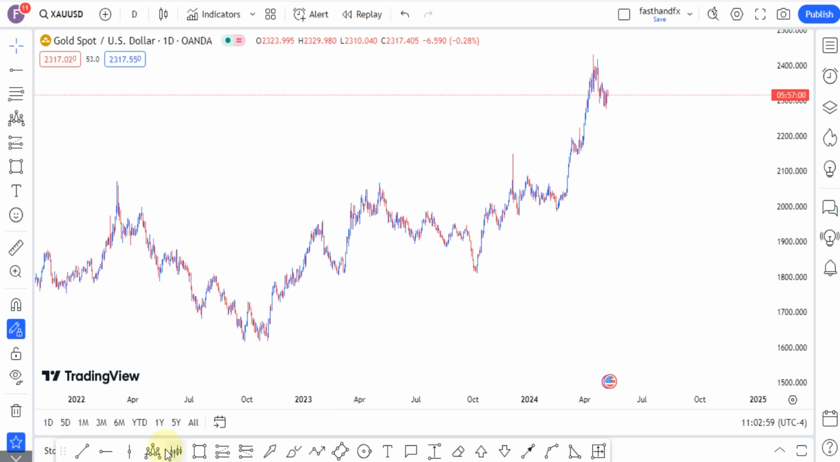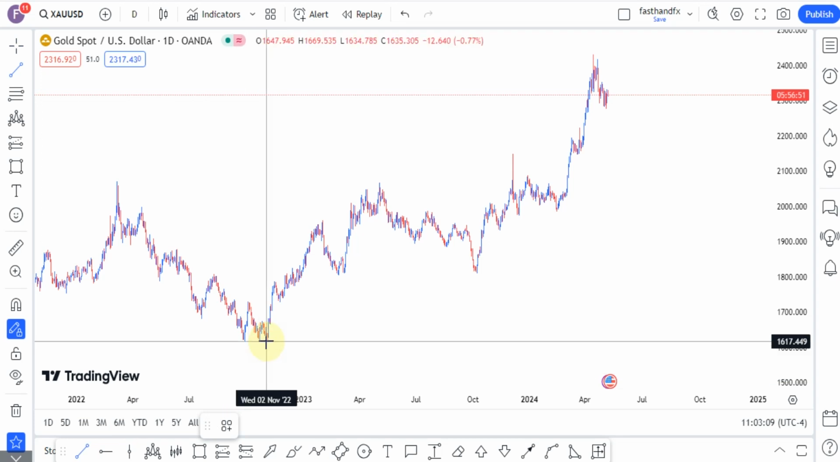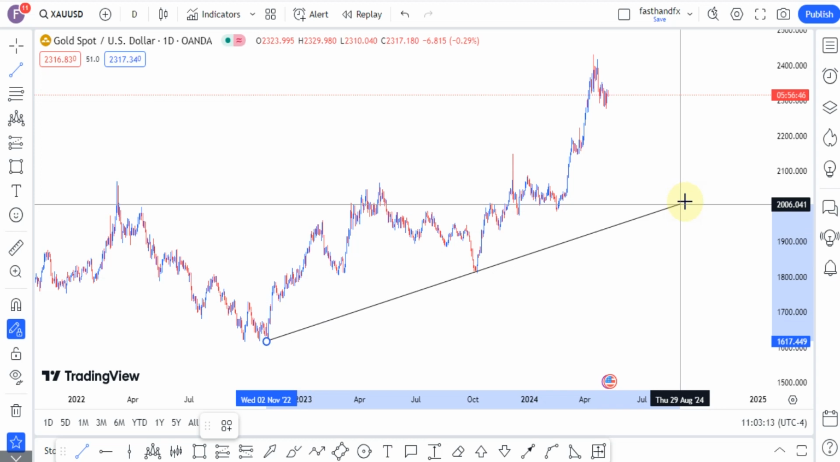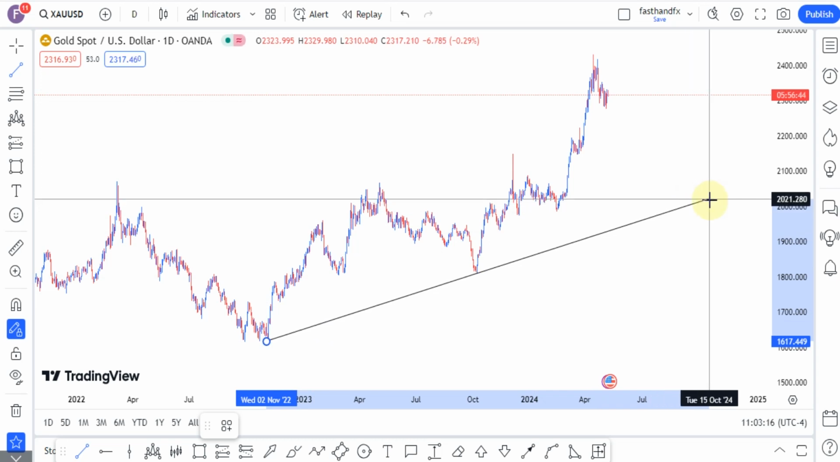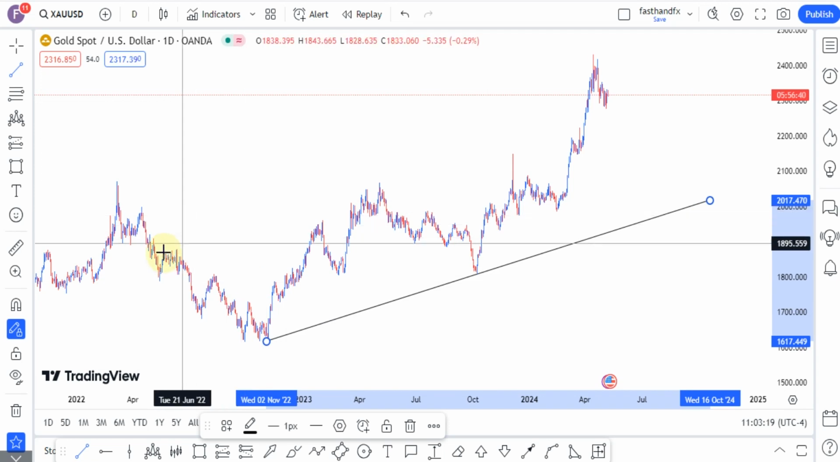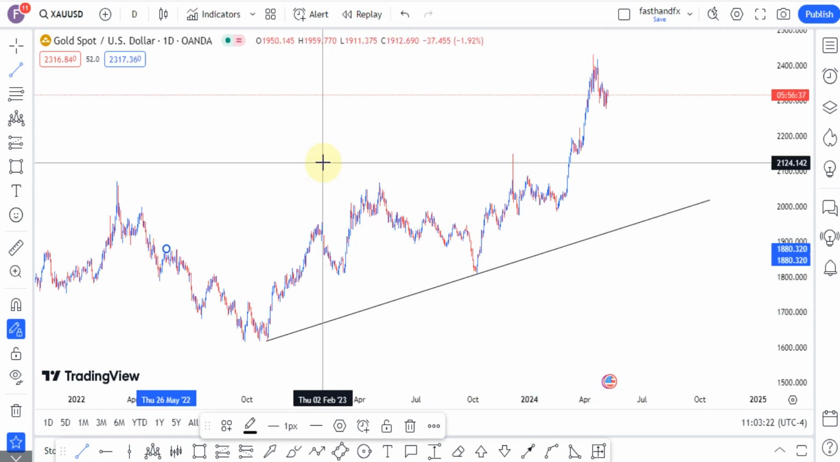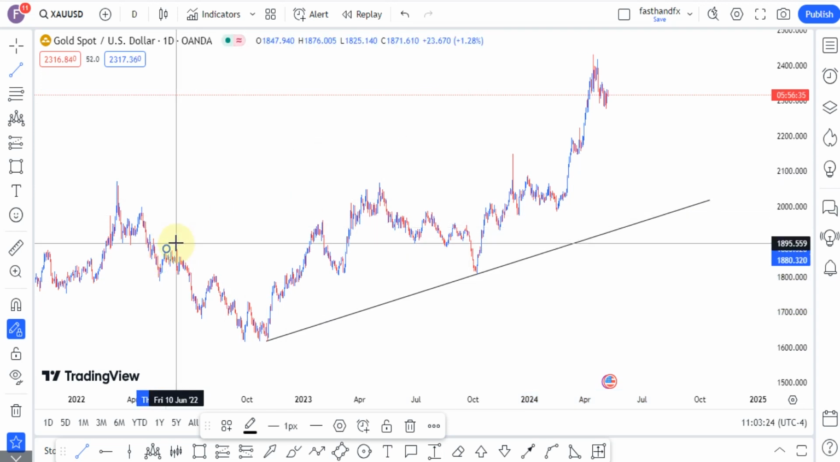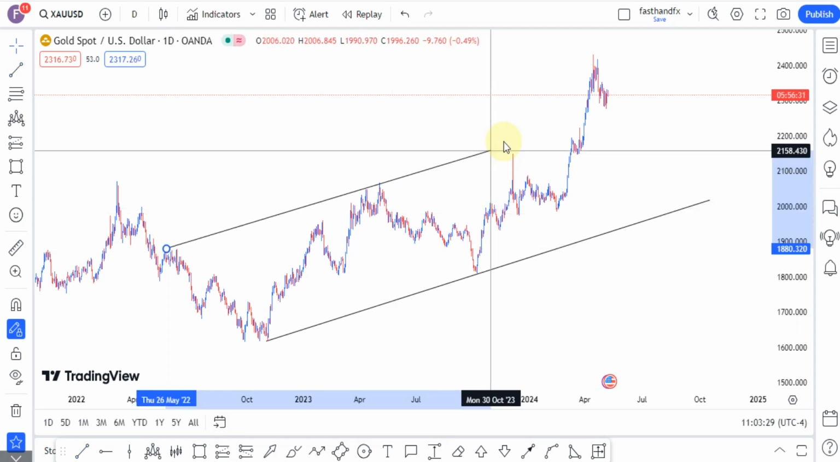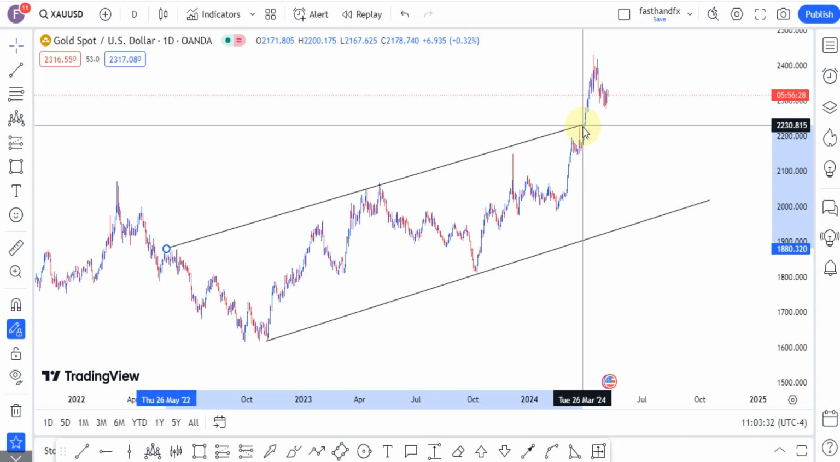So as you can already see, I'm on a daily time frame. I want to understand what this market is doing, and what I'm going to do, I'm going to use these trend lines to understand the direction of the market. So I'll just draw it just like that, and the other one I'll just draw it from here, I'll draw it from here to this area.